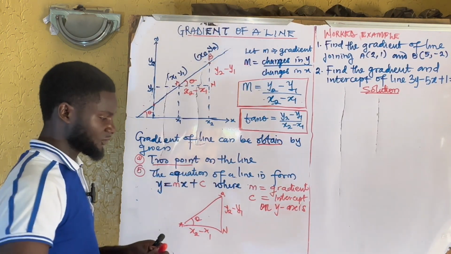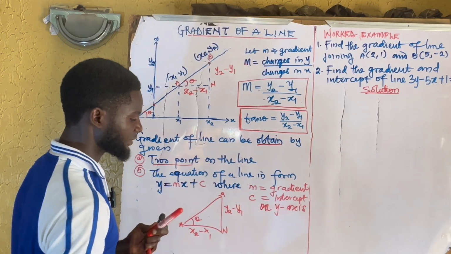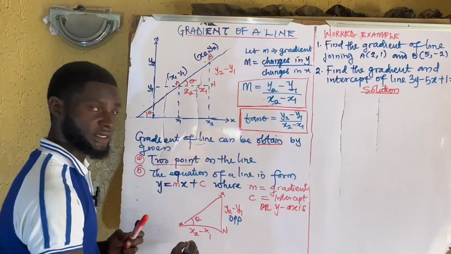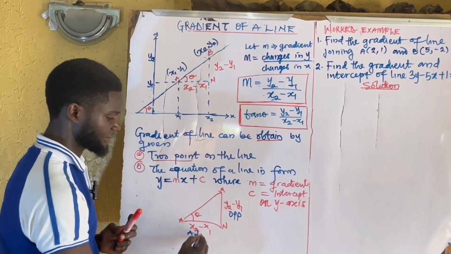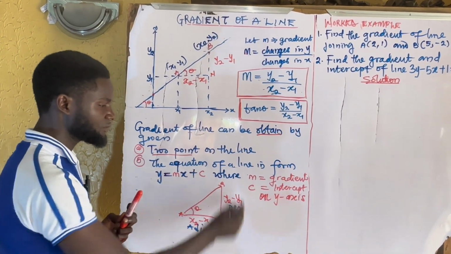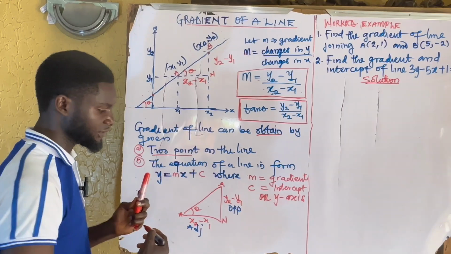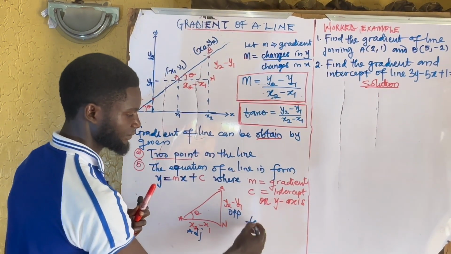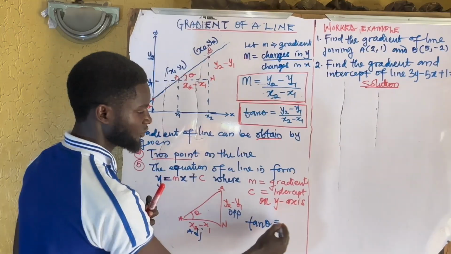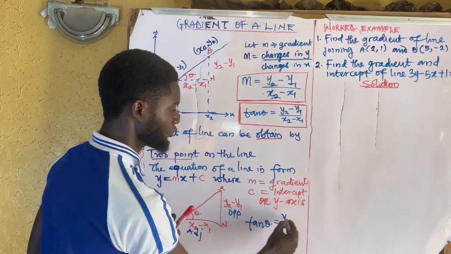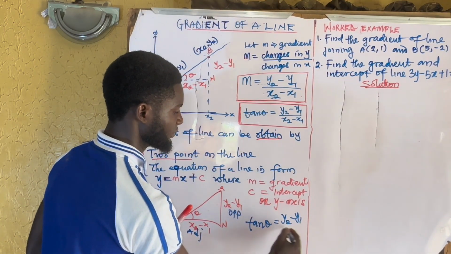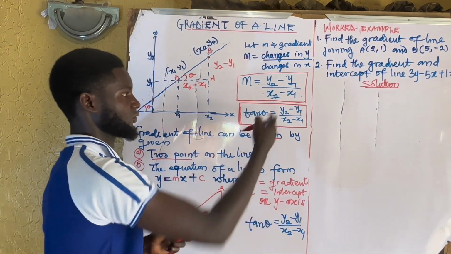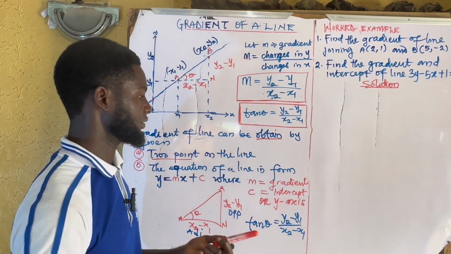If you look at it very well, this side is the opposite side of the angle, and we have the adjacent side. The relationship between the opposite, adjacent, and an angle is tan theta. So we now have tan theta equals y2 minus y1 divided by x2 minus x1. That's why we have this.